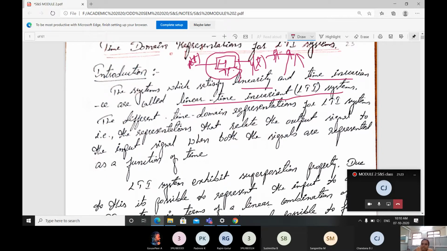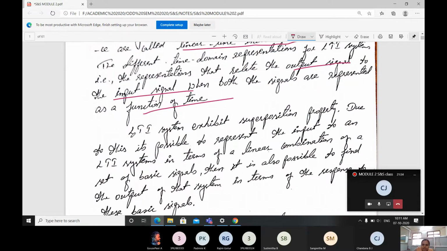The different time domain representations for LTI systems are representations that relate the output signal to the input. If I take an LTI system, the input and output are both represented as functions of t. Observe here, x of t and y of t are continuous, but if I go with discrete time, they are the signals x of n and y of n. Then the LTI system exhibits the superposition property, since from linearity it should satisfy the superposition theorem.